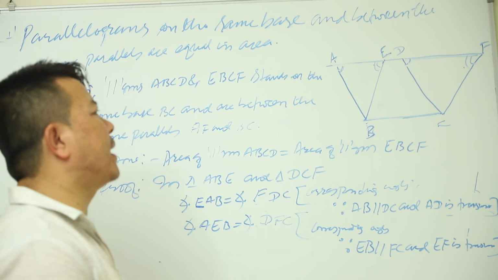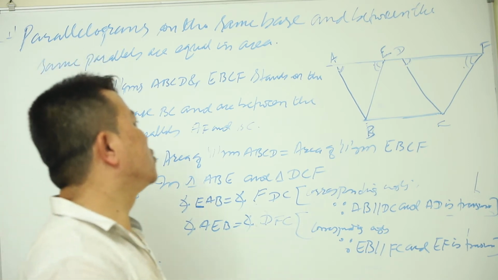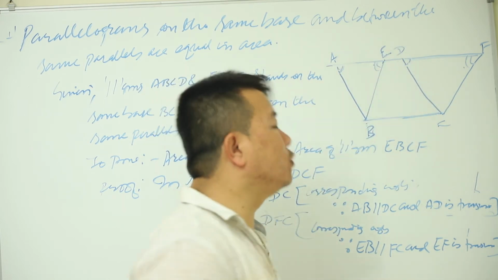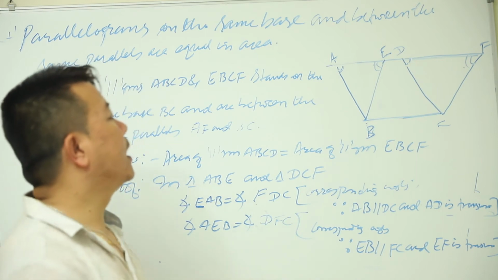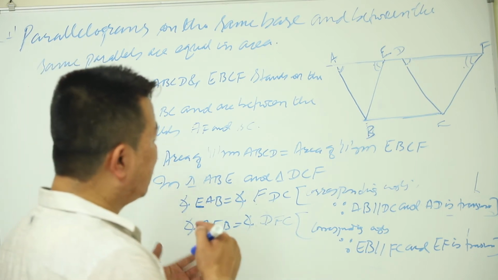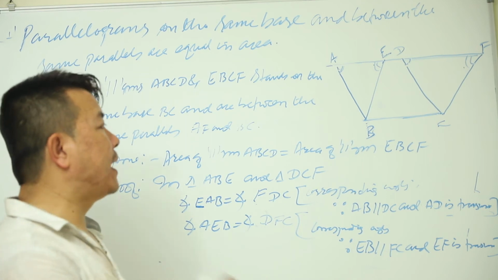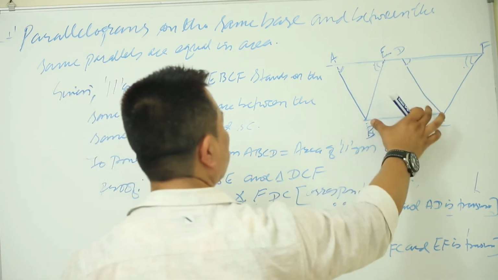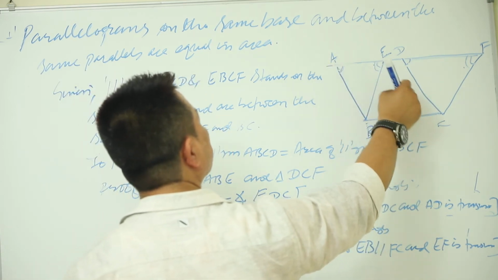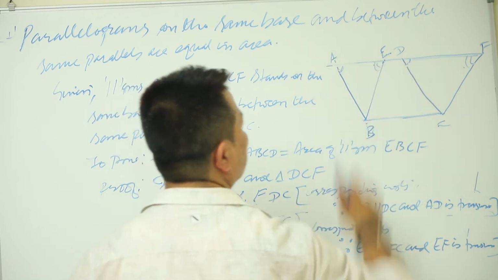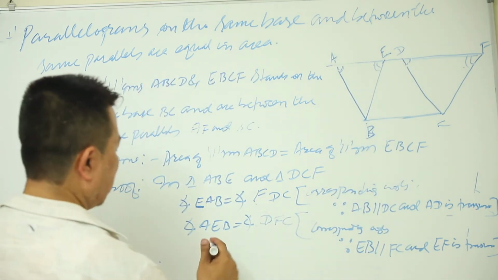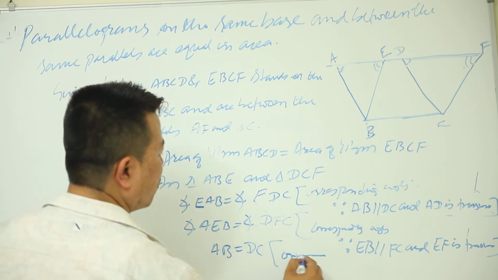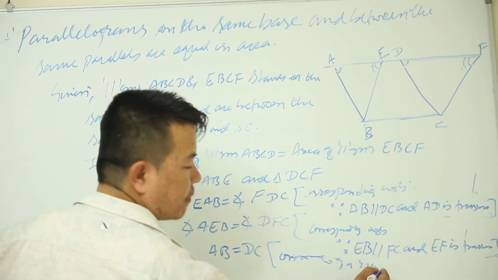This is all the property of parallelogram that you have done in previous classes. You can choose any parallelogram, this one or this one, but you should know the property that a pair of opposite sides of a parallelogram are parallel as well as equal. So if we take this parallelogram into consideration, this side is parallel as well as equal. So you can write AB is equal to DC, opposite sides of a parallelogram.